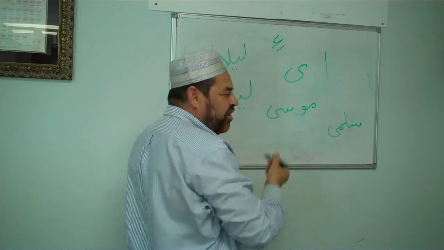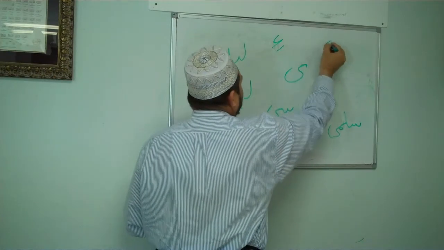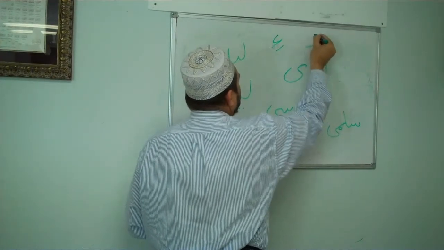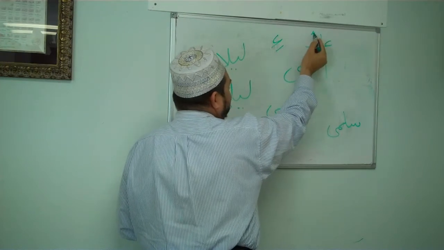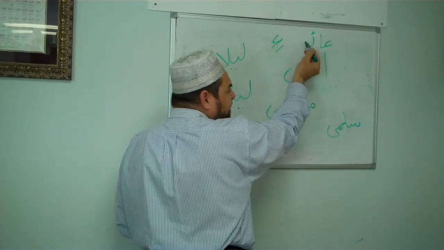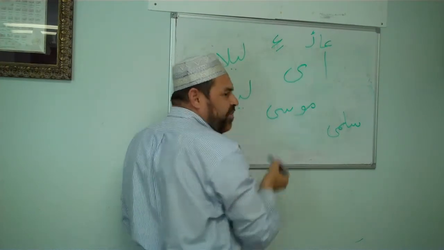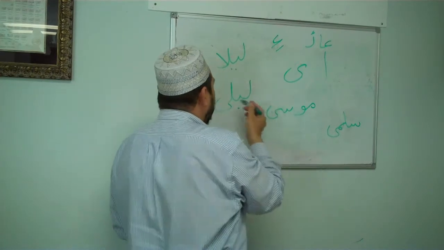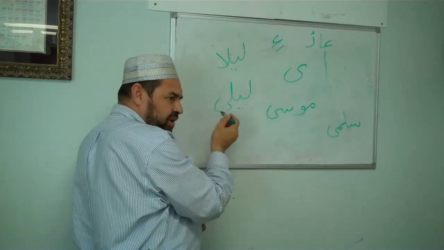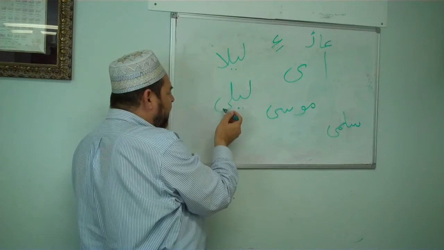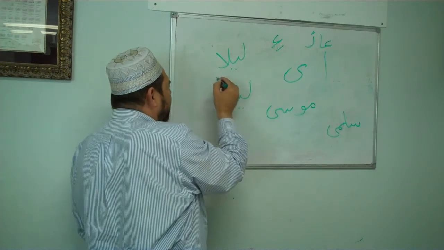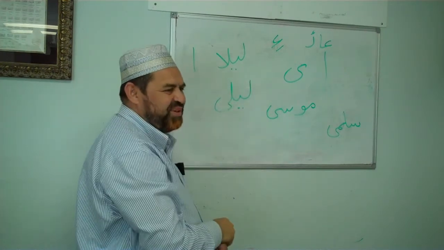If you are writing Aisha, then you will write Ain, Alif, and then Ya. So over here is Hamza, and this is the seat of Hamza, that is Ya, the beginning shape of Ya. However, in this name, Layla, this Ya is representing the regular Alif, the Alif sound.